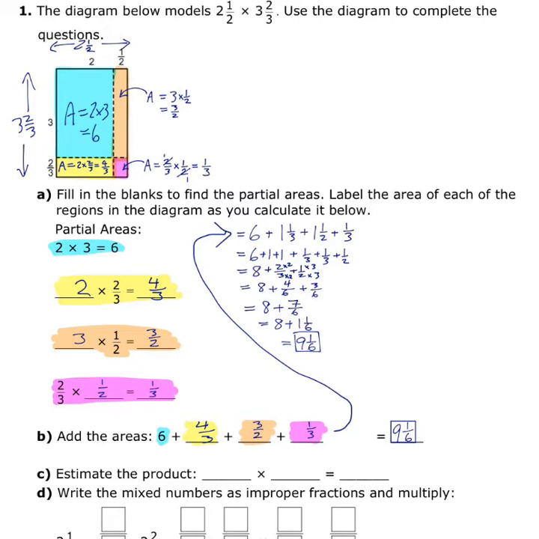Alright, so to do an estimate of this product, I'm going to take the 2.5 and just round that off to roughly 2, and I'm going to round that down, and I'm going to take the 3 2/3 and I'm going to round that up. So as an approximate of this product, we could do 2 times 4, which would give us 8. That gives you an idea. 9 and 1/6 is pretty close to that. So that's how you could do an estimate. You could go to the nearest whole number.